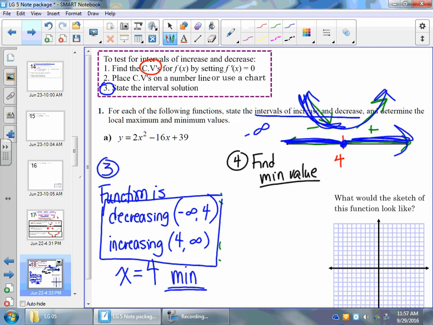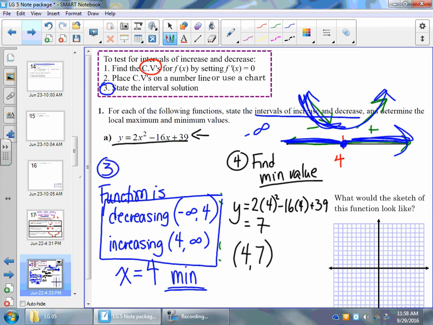And now important, we have to go back to our original question, guys. If I use my y prime, that's going back to my slope, and that's not what we want. We want a coordinate. So y is equal to, and obviously we're going to plug in 4 for our x. 4 squared minus 16 times 4 plus 39. And when you guys evaluate that, you're going to get the answer of 7. So that means our coordinate is (4, 7), and that is our minimum.